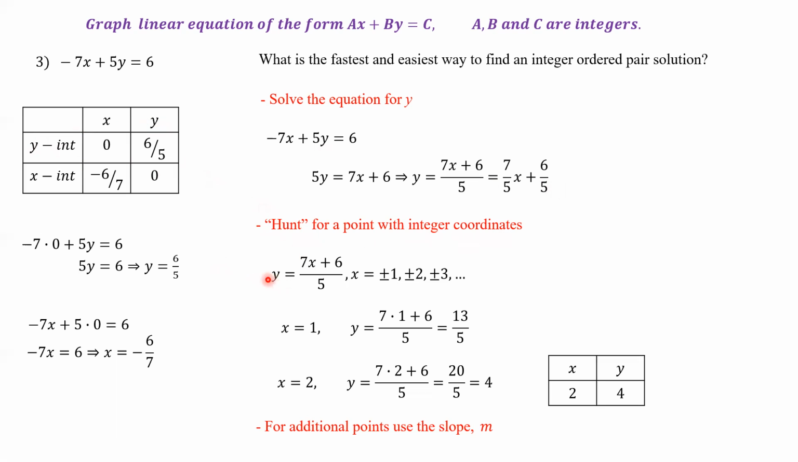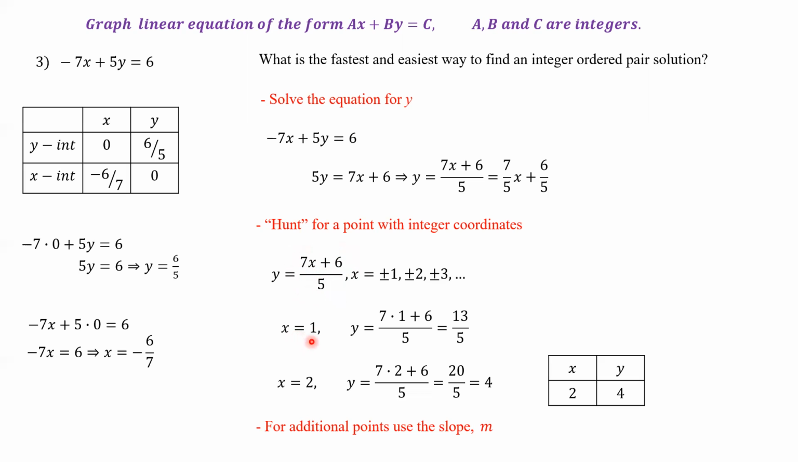For the hunt, I'm going to use this form of my equation. In this form, I'm going to plug in different integer values of x, plus minus 1, plus minus 2, plus minus 3, until I find a number that would turn my numerator into a number divisible by my denominator. In my denominator, I have 5, so I want my numerator to be divisible by 5.